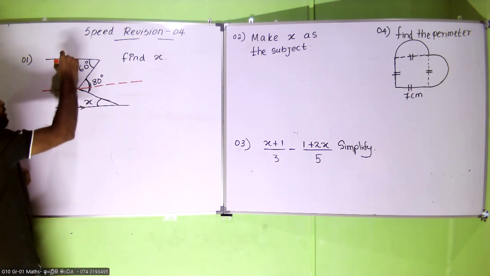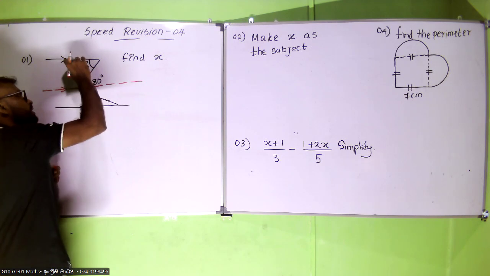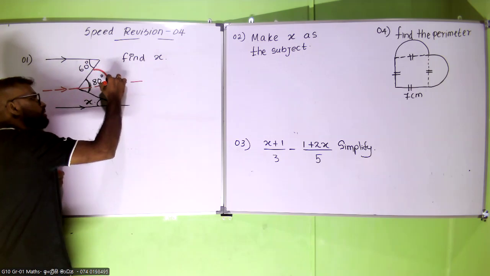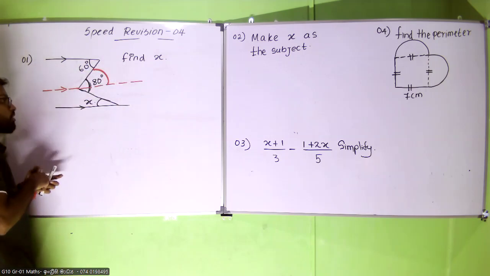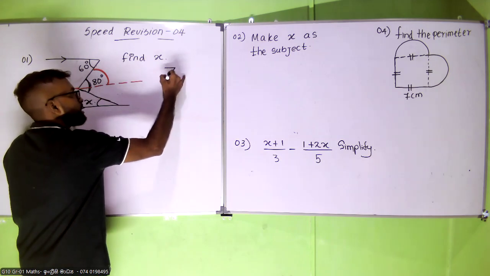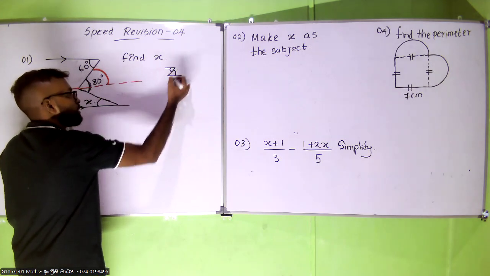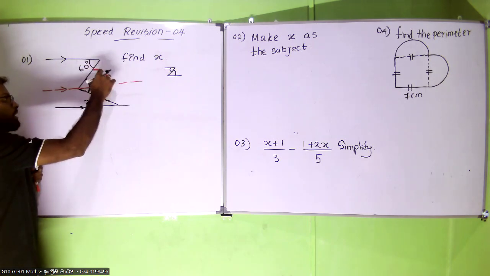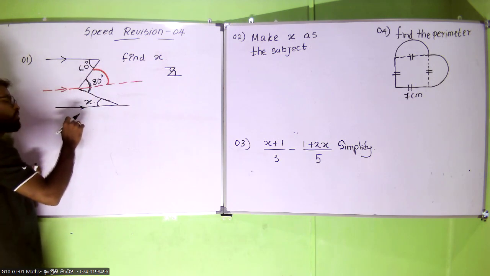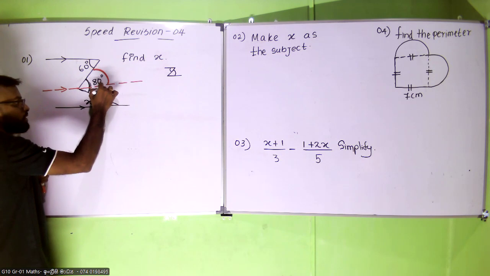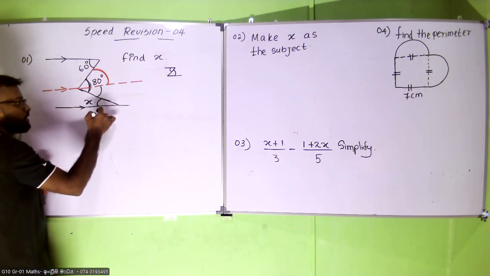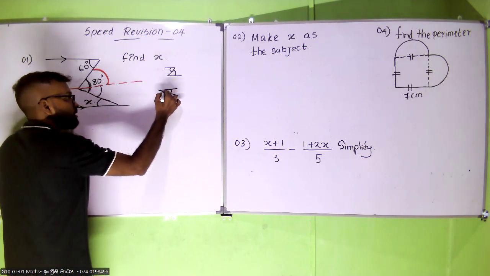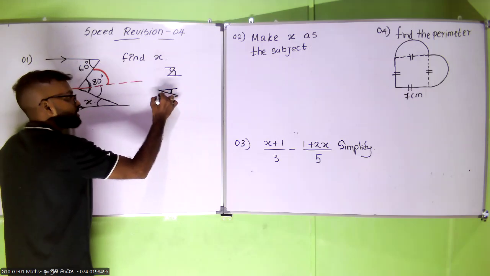This is parallel to both lines, so we can say if this angle is 60 degrees, this angle definitely should be 60 degrees, because these are alternate angles, so we can say it is a Z type of angle. And then if we know this magnitude, this full angle is 80 degrees, then we can do the subtraction and find this small angle. Again, this is a Z type of angle. If we know this angle, we can say what x is.